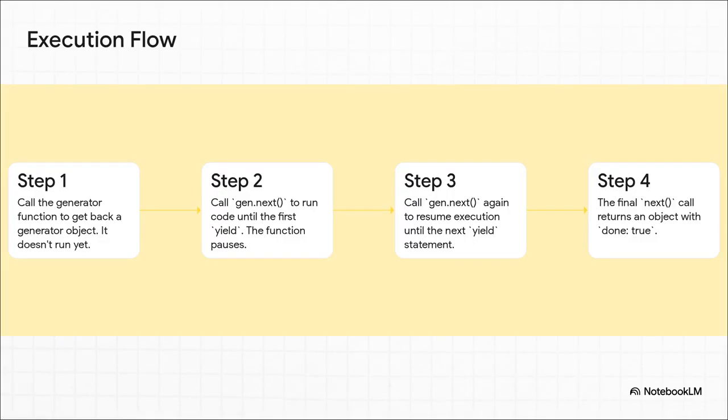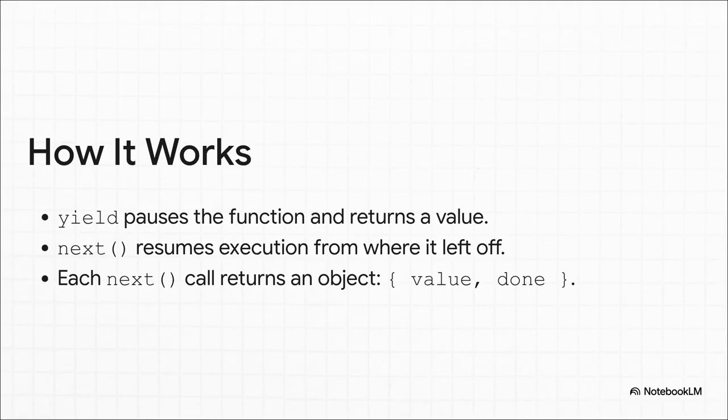Let's walk through how this actually runs. First, you call the generator function, but get this, it doesn't run yet. It just gives you back a special generator object. Then, every time you call .next on that object, the function runs until it hits a yield statement. Then it pauses, hands you whatever value was yielded, and just waits patiently for the next .next call to continue. So really, it all boils down to this little dance between yield and next.